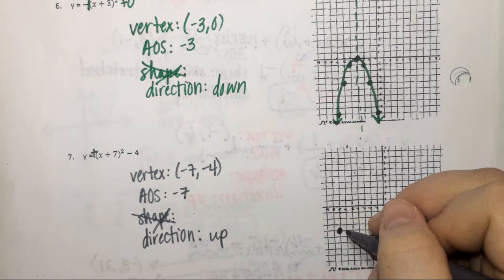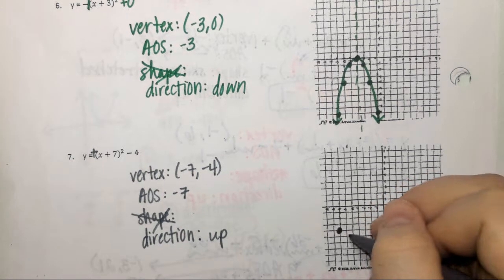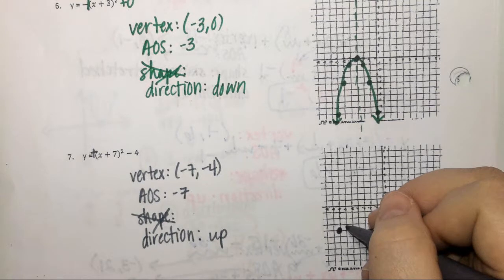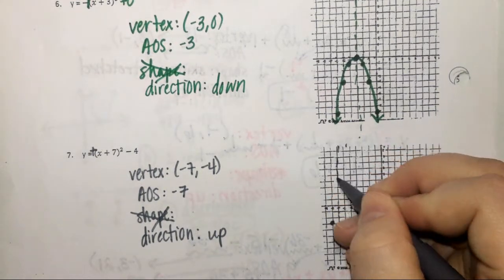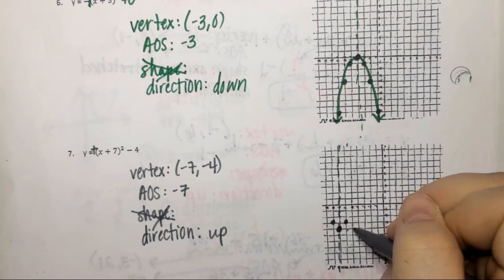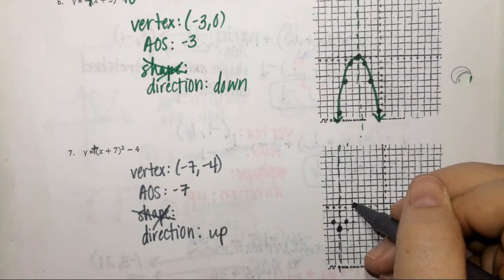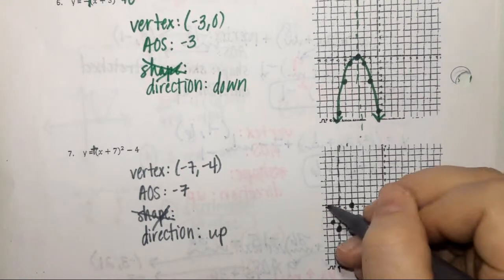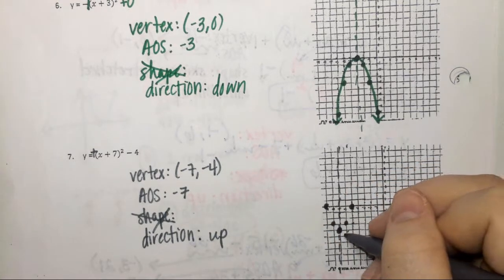Oh, yeah. So -7, -4. Again, it's an easy count because that shape is not changed. So I'm over 1 up 1, over 2 up 1, 2, 3, 4. I was going to go over 3 up 9, but I don't have enough room on the left. I could on the right.